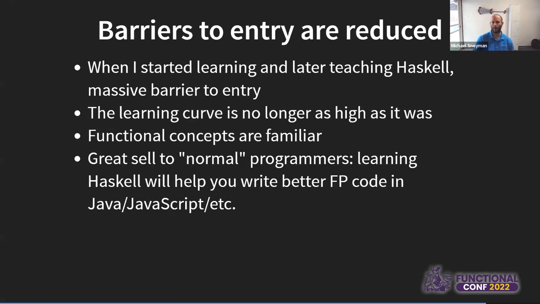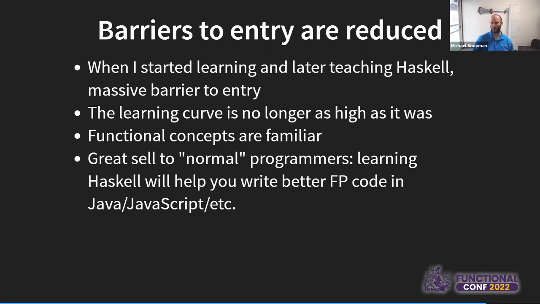Another great takeaway that I don't think many of us notice, but I see it in my training work, is that the barriers to entry are greatly reduced. When I first started learning Haskell, and later when I started teaching Haskell, there was a massive barrier to entry. I have told a story a few times of the first thing I ever tried to write in Haskell beyond toy programs, which was some kind of a web service. And I was using the CGI package at the time. This is way long ago.